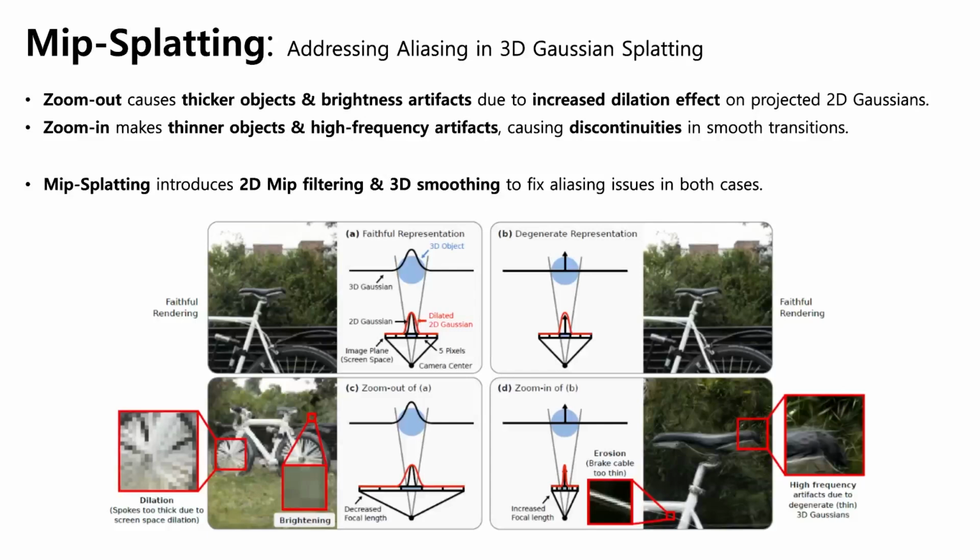To resolve these issues, Mip-Splatting replaces traditional 2D dilation filters with 2D Mip filters and introduces a 3D smoothing filter that constrains the frequency of Gaussians. By doing so, it reduces aliasing across zoom levels and improves rendering quality by adapting Gaussian properties dynamically.